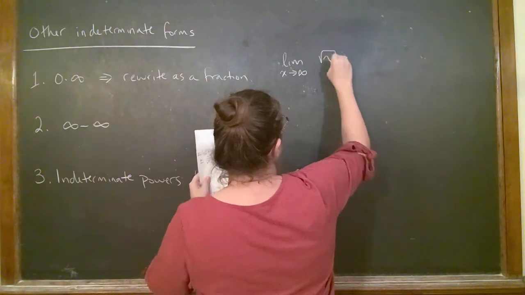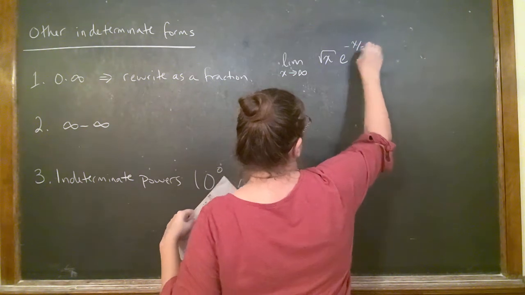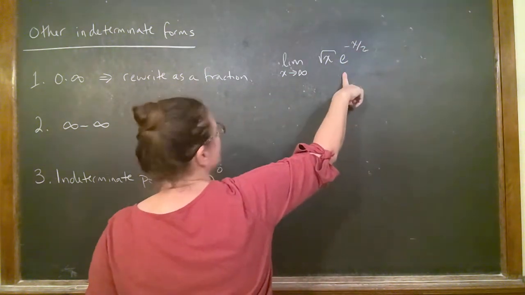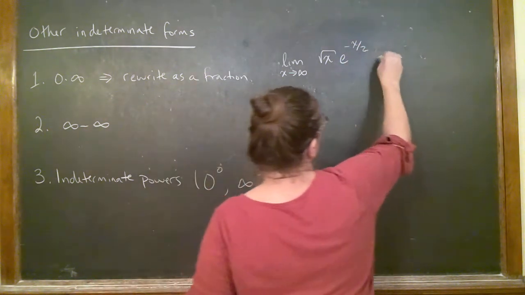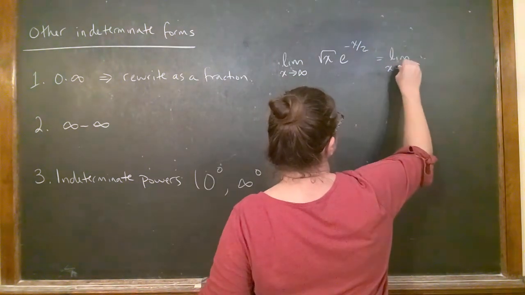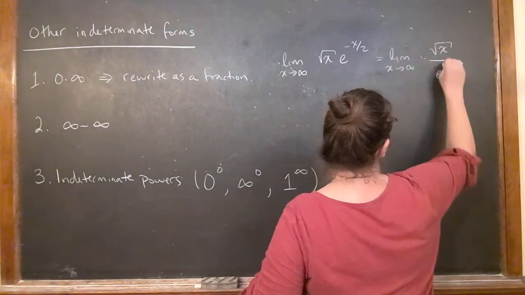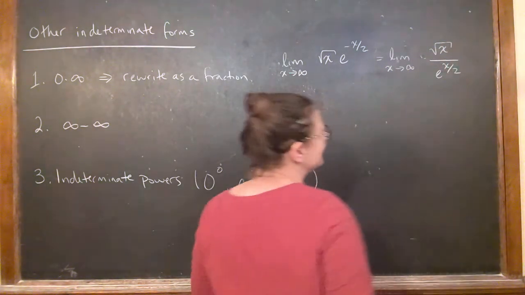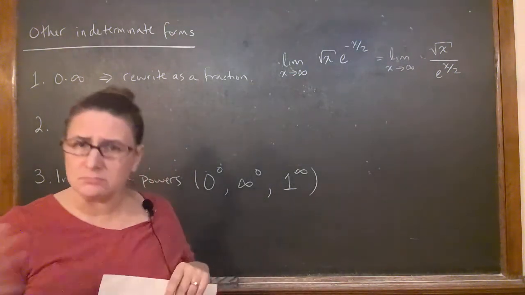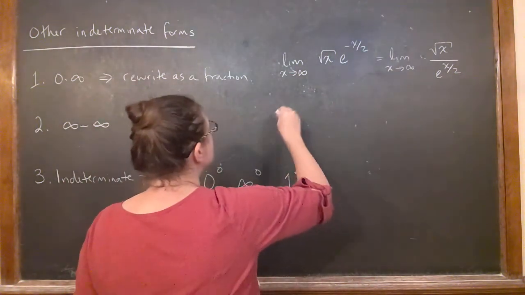So I have root x e to the minus x over 2, right? This is an infinity times 0. So I can rewrite it with this in the bottom. And I've got root x over e to the x over 2. And then you go ahead and just keep working. This one goes to 0.